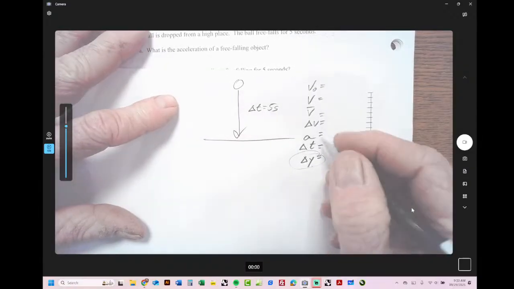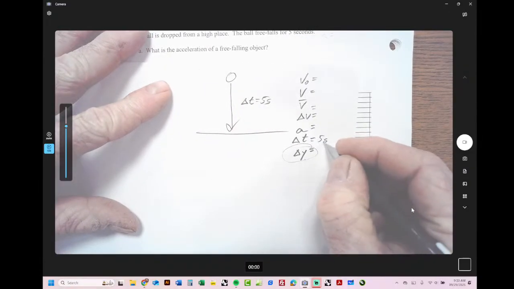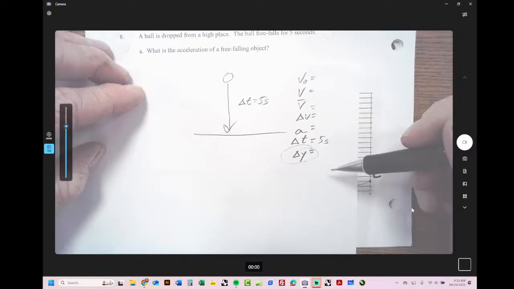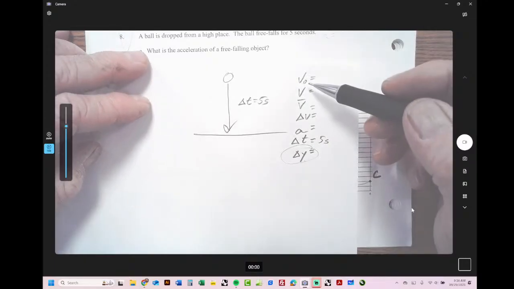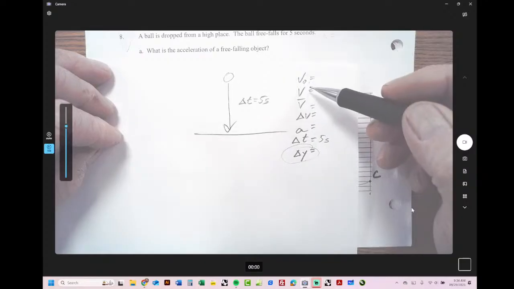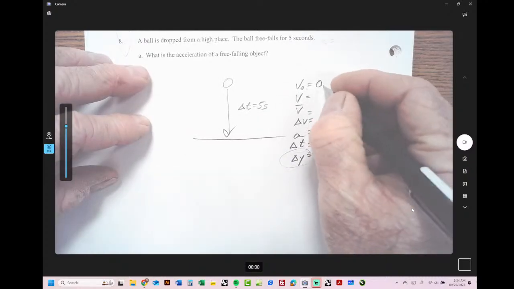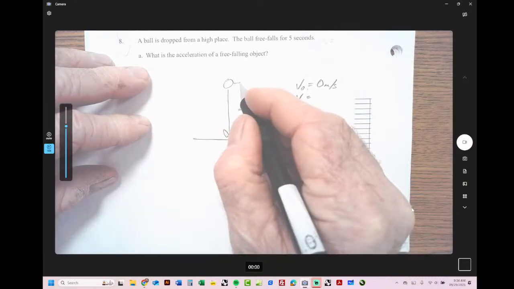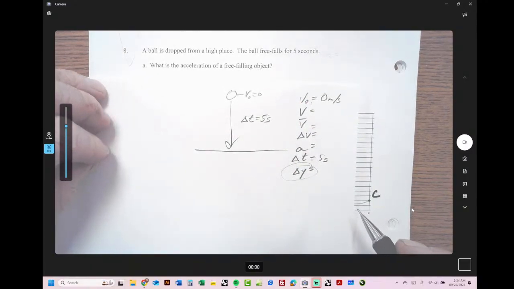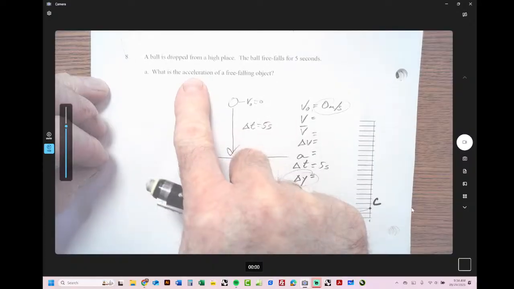Okay, so I know delta t is 5 seconds. What else do I know? I know 2 other things here. Do I know the initial velocity? I do. Yeah, 0. How do you know the initial velocity right here is 0? Are we throwing a ball from a high place or just dropping it? Dropping. If you drop something before you let go, how fast is it going? 0. So file that away in your brain.